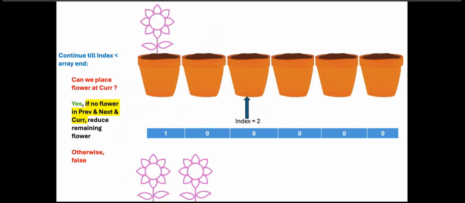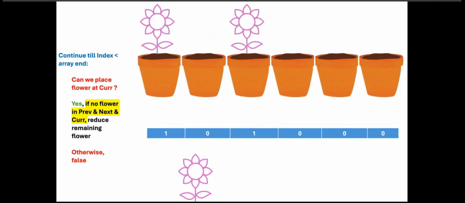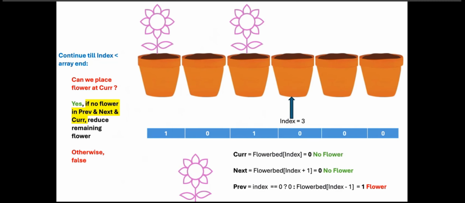Increment the index. Here, can you plant the flower? Yes, because there is no flower in this plot. There is no flower in the next and previous plot. So we can place the flower here. Now increment the index. Can we plant the next flower here?